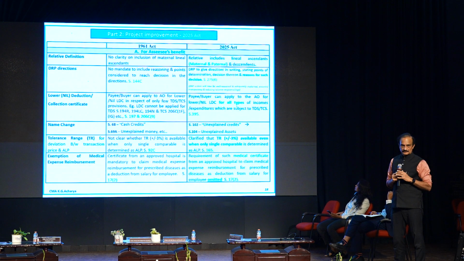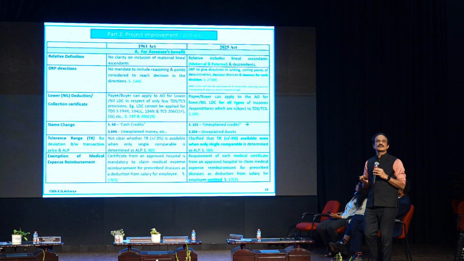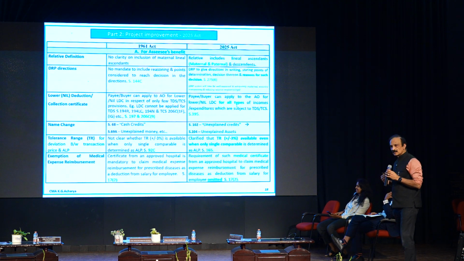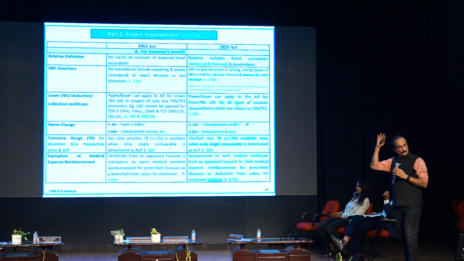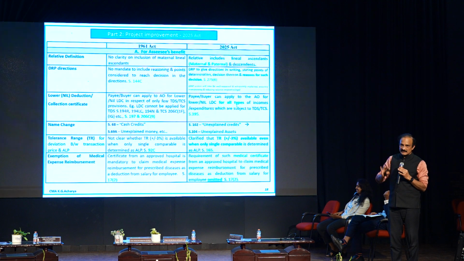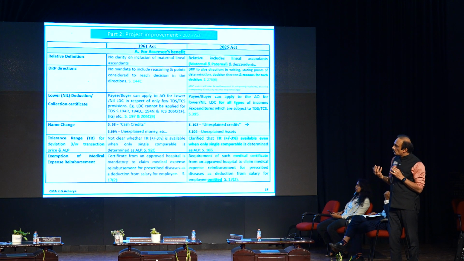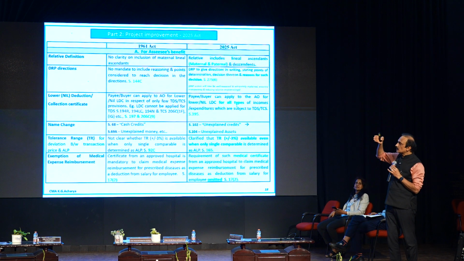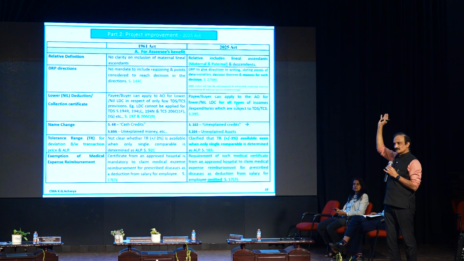Relative definition. This is my popular thing. Who is the relative under the Companies Act and under the Income Tax Act? Aju Baju, Aage Piche, Upar Niche. Aju Baju is husband and wife. Aage Piche is brother and sister. Upar Niche is lineal ascendant and lineal descendant. Now the question that was always asked is whether my lineal ascendant includes my mother's mother, or should it go only to my father's side?